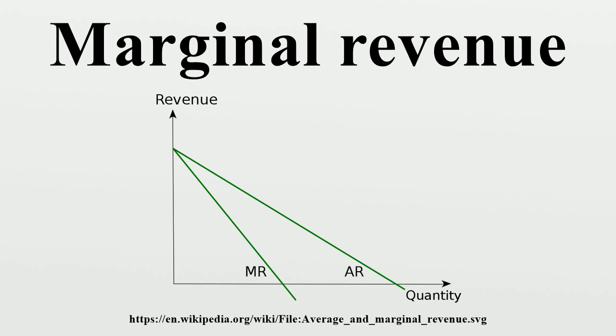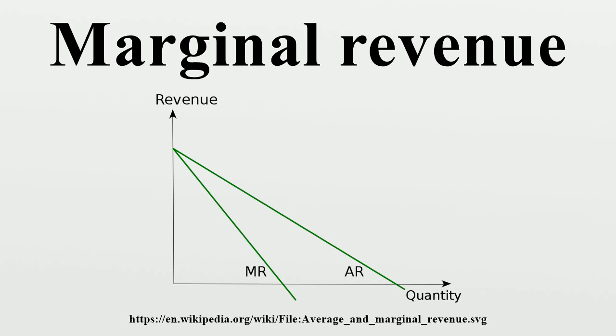Marginal revenue curve. The marginal revenue curve is affected by the same factors as the demand curve: changes in income, changes in the prices of complements and substitutes, changes in populations. These factors can cause the marginal revenue curve to shift and rotate.